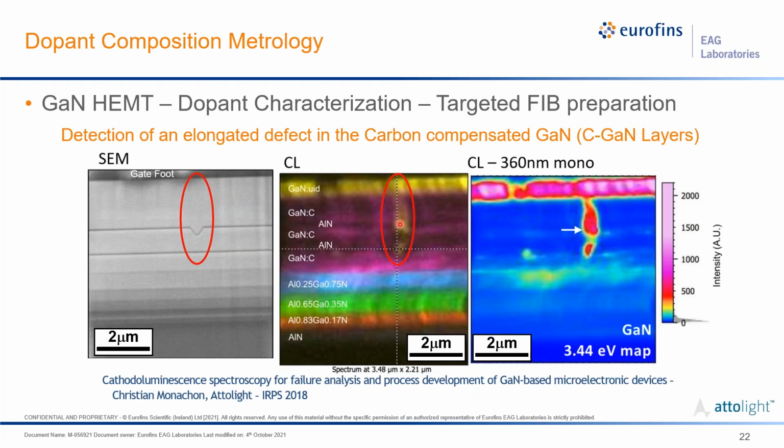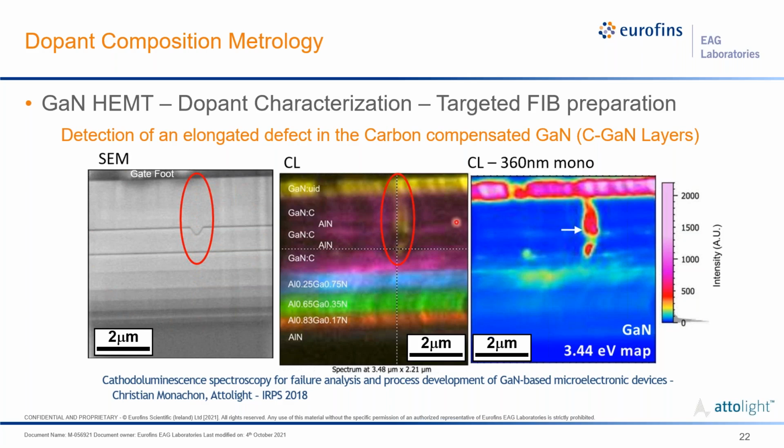And so then that leads us into looking at some minority composition, so dopant composition metrology. This is a similar sample where we're looking at the gate foot underneath, in a GaN HEMT structure. So here's the gate foot here, and here there's a thin aluminum nitride layer, and we see these forms of a V pit structure here. So it's pretty clear there's some sort of extended defect that's propagating through the epitaxy.